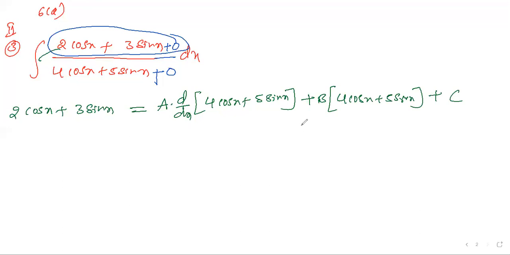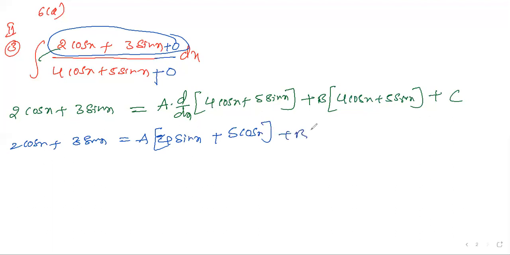Okay, still we are very clear about it? Yes. Then you go to the next step. LHS is 2 cos x plus 3 sin x. Then a into d by dx of 4 cos x. Cos x means what is the value of that? Just 4 sin x only. Cos x means, sorry, cos x means minus sin x, plus 5 sin x means 5 cos x. Sin x means just cos x, but cos x is minus sin x. Clear? Then b write as it is, 4 cos x plus 5 sin x, plus c.